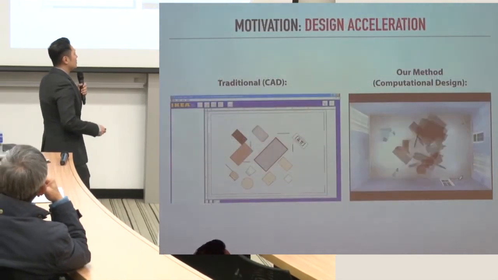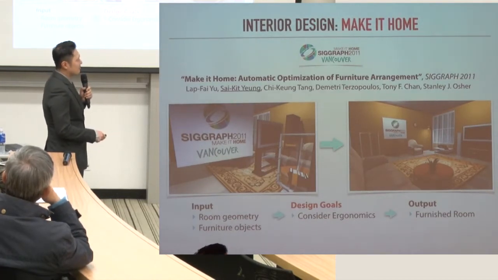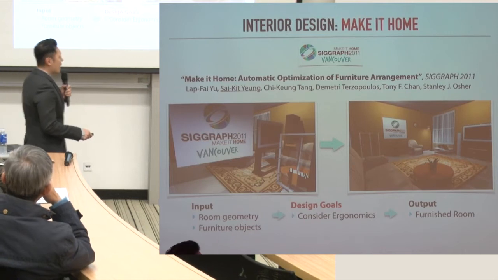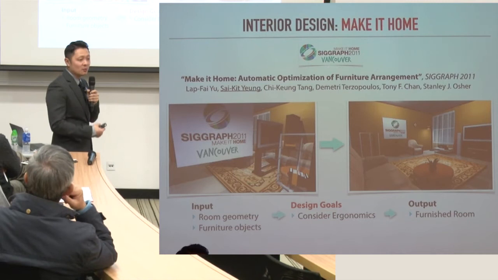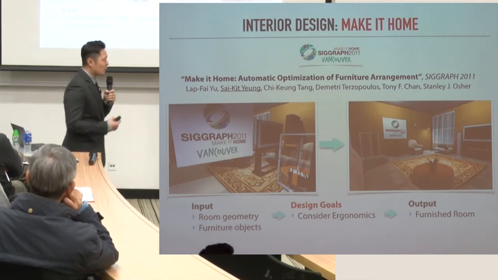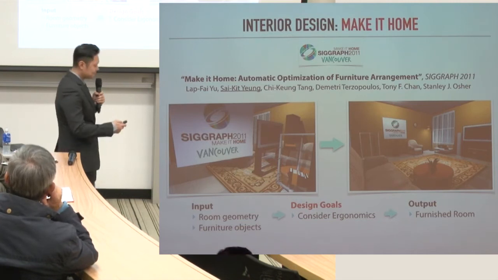So we have an input: room geometry and different furniture objects. Our goal is to output a furnished room, subject to the design goals. We want to consider human ergonomics. For example, we want to make sure the room is livable, with pathways so you can access the furniture objects.